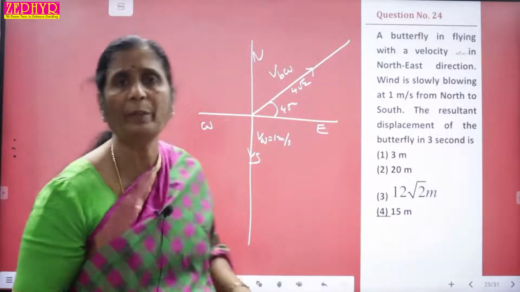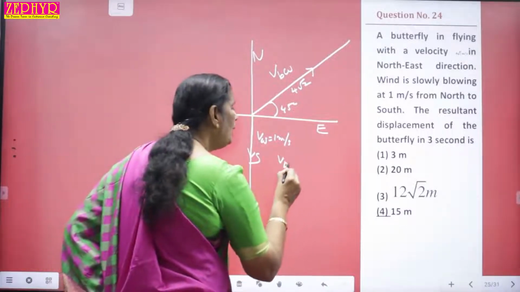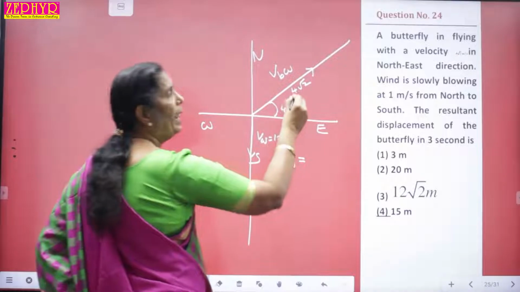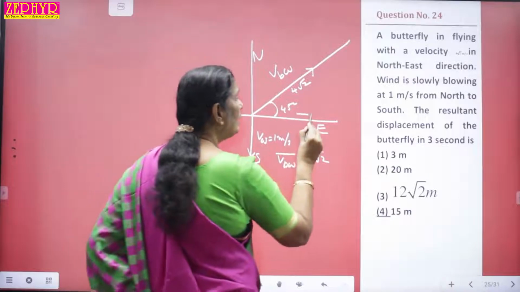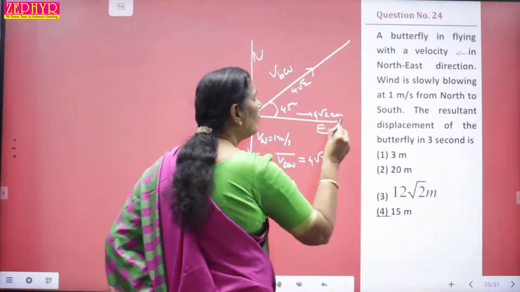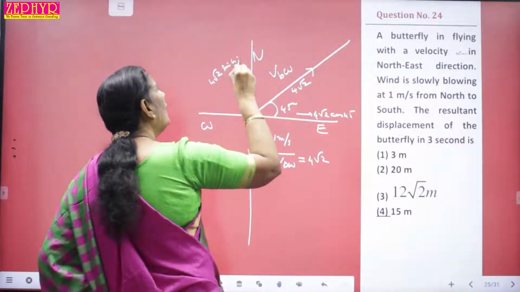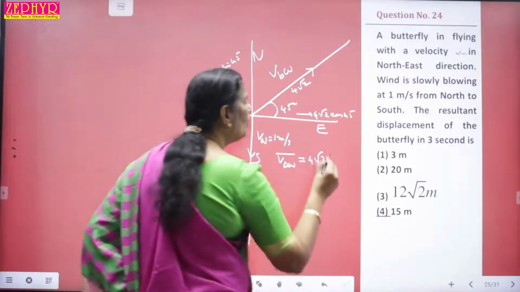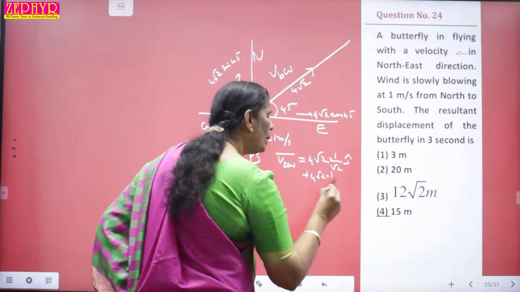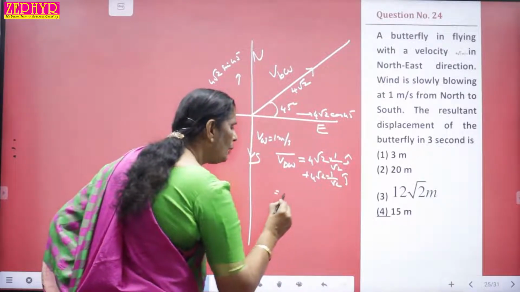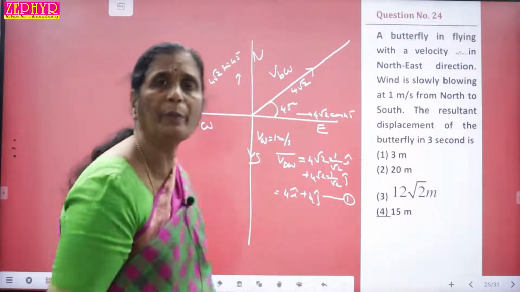But I want only the velocity of the butterfly. What you have to do? We will do it in vector form. So you write VBW, velocity of the butterfly with respect to wind. Apply vector form, 4 root 2 components. You have to go for components because here we'll have 4 root 2 cos 45 and here 4 root 2 sin 45. Write it in vector form, it will be easy: 4 root 2 into 1 by root 2 i cap plus 4 root 2 into 1 by root 2 j cap. That will come out as 4 i cap plus 4 j cap. That is the relative velocity of the butterfly with respect to wind.